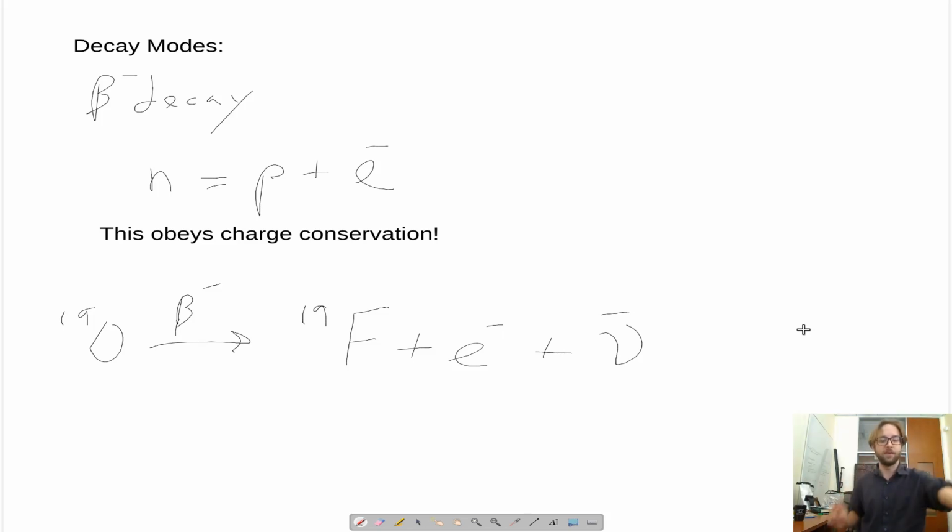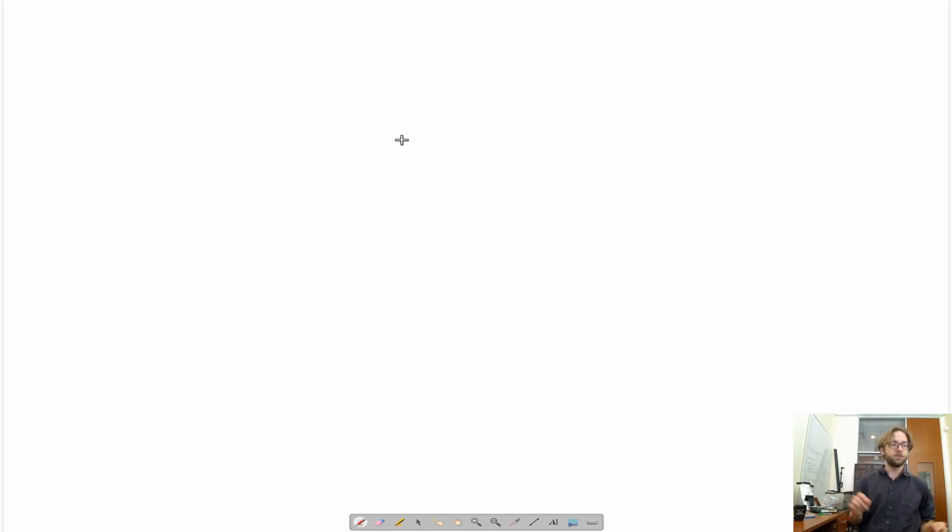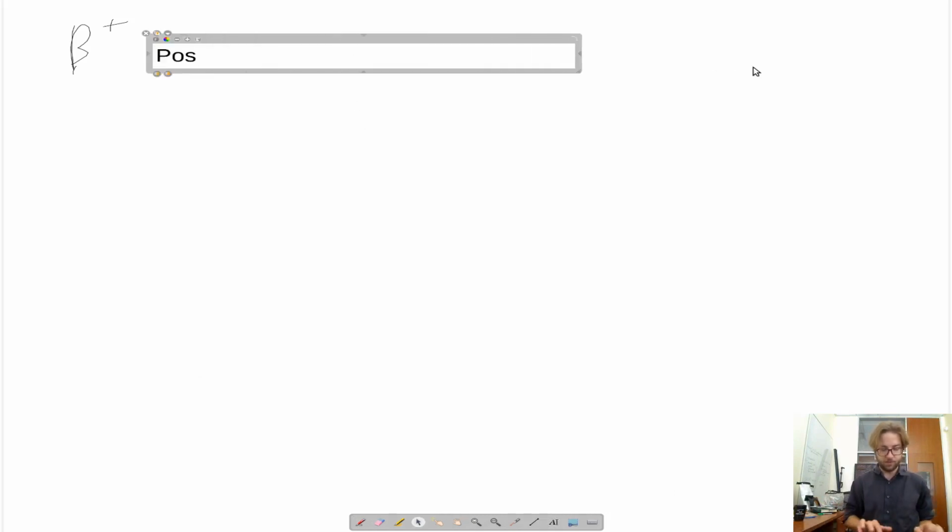All right. So that's one mode of radioactive decay. Another one, which you could probably predict, is beta-plus decay. This is also known as positron decay. It is the cousin or sibling of beta-minus decay.